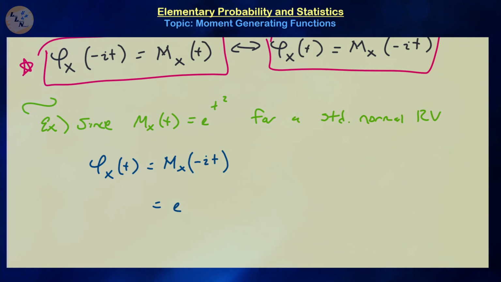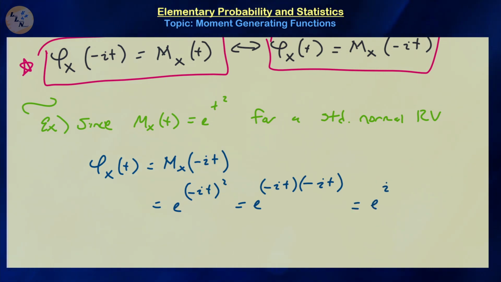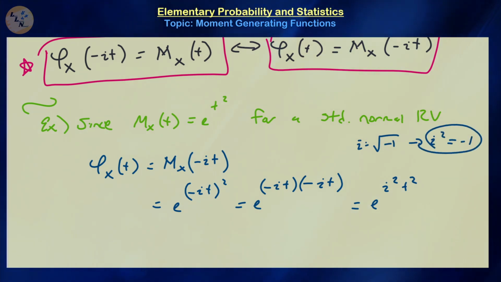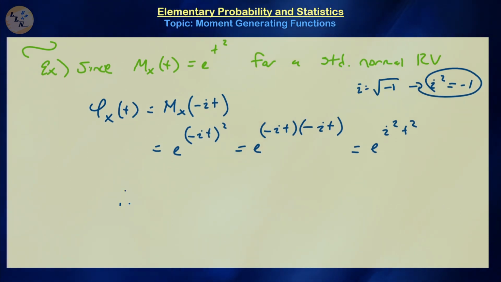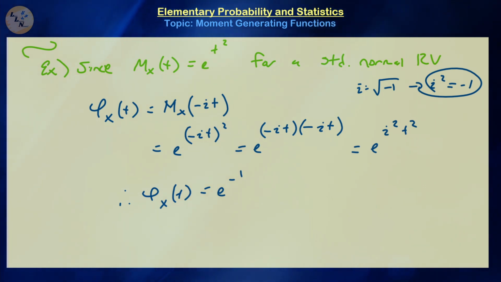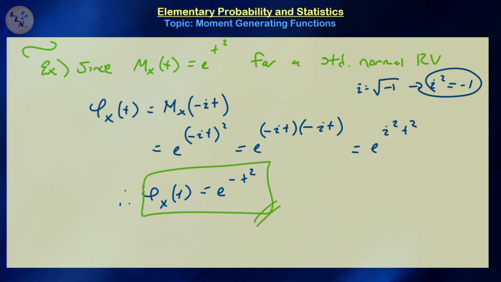So that's going to be equal to e to the minus it, the quantity squared. So what is minus it squared? That's going to be equal to e to the minus it times minus it, which is equal to e to the i squared t squared. But if i is equal to the square root of -1, that means i squared is equal to -1. That means the characteristic function for a standard normal random variable is just e to the minus t squared. Right? Very similar. It doesn't have any complex numbers, but it gives you this function.